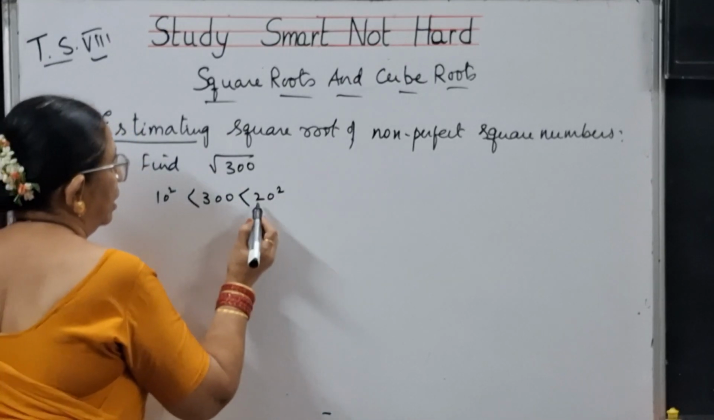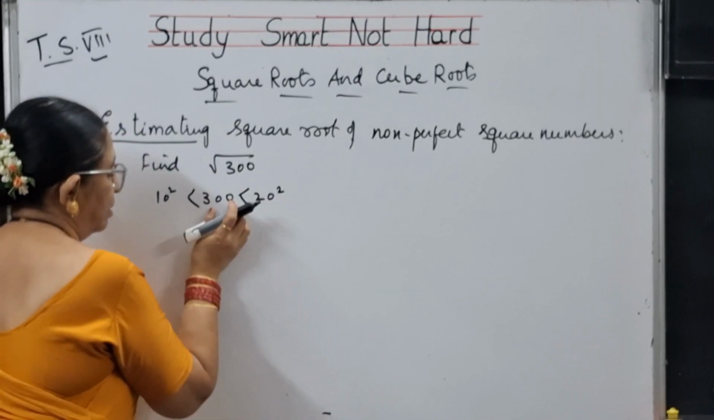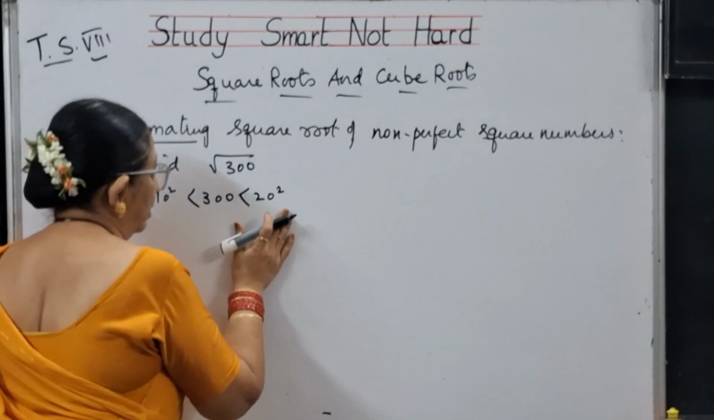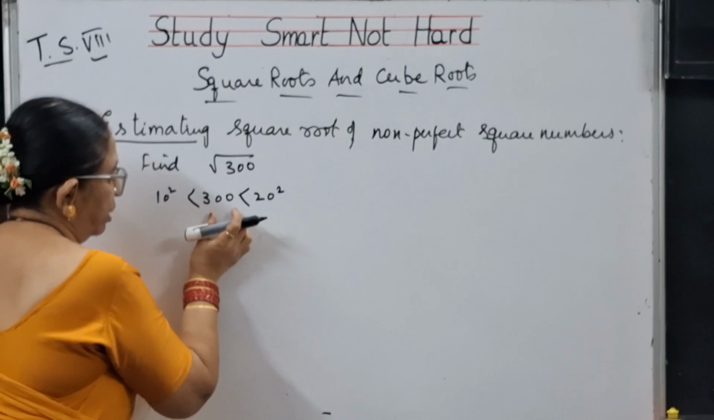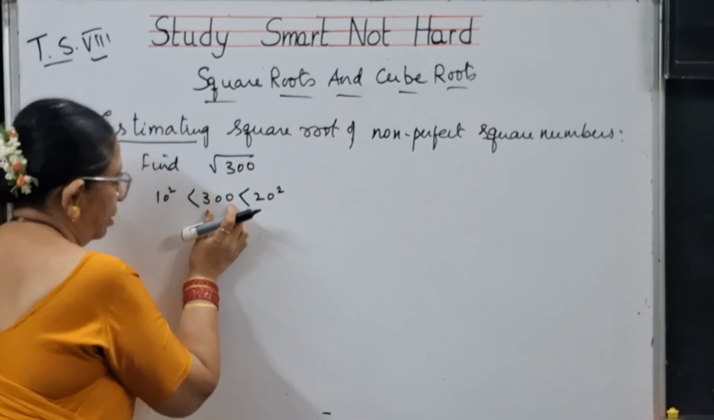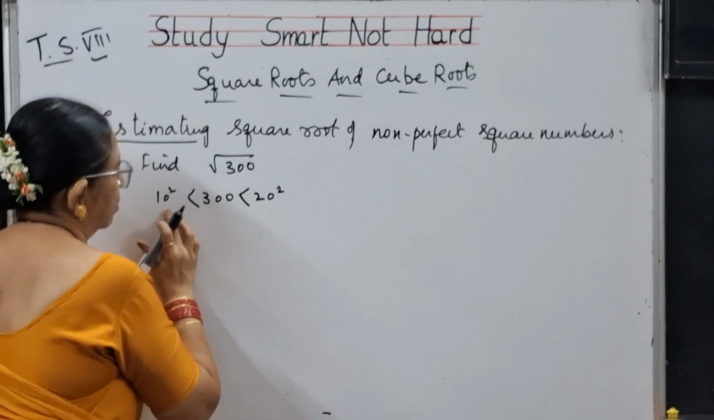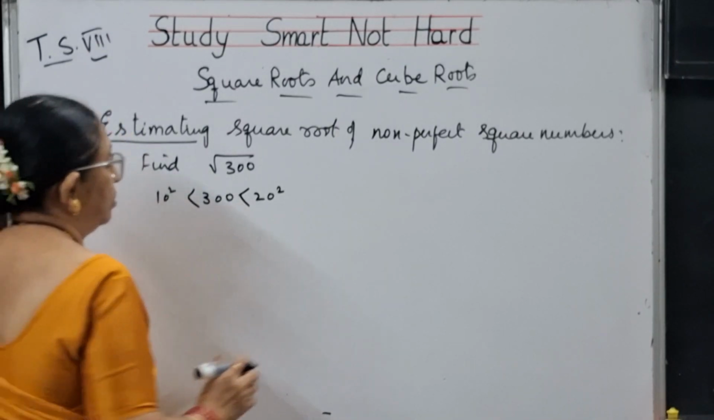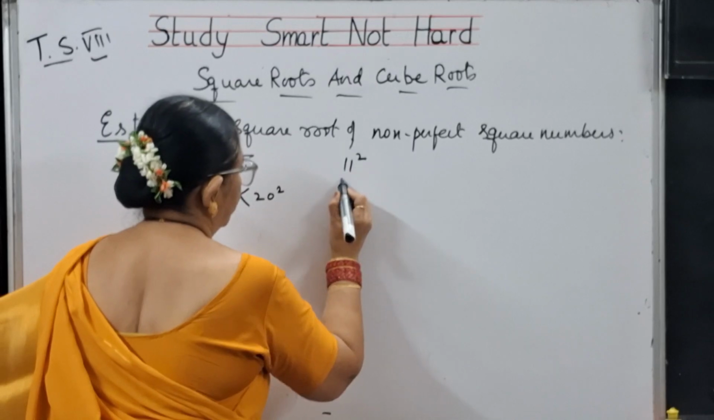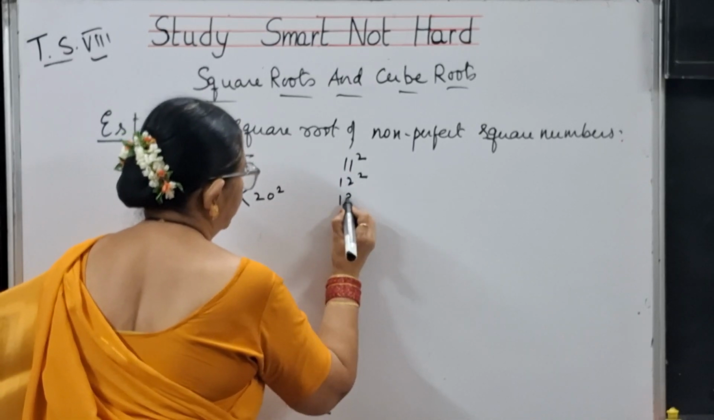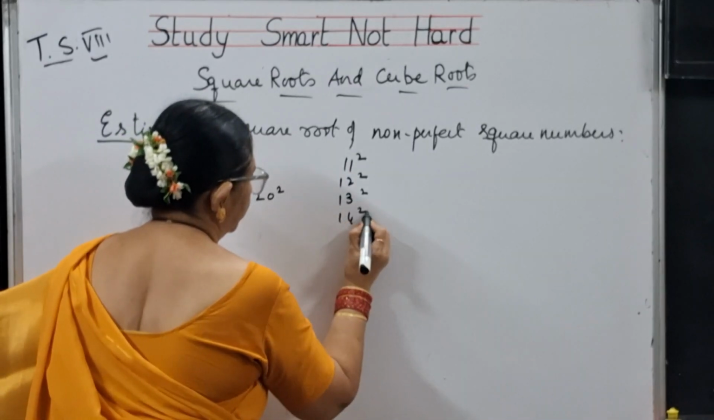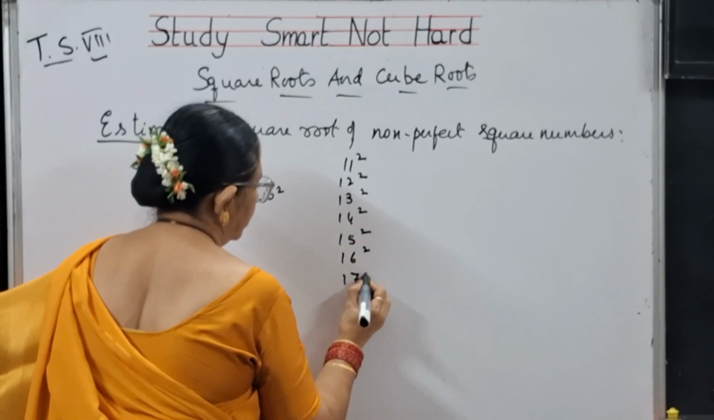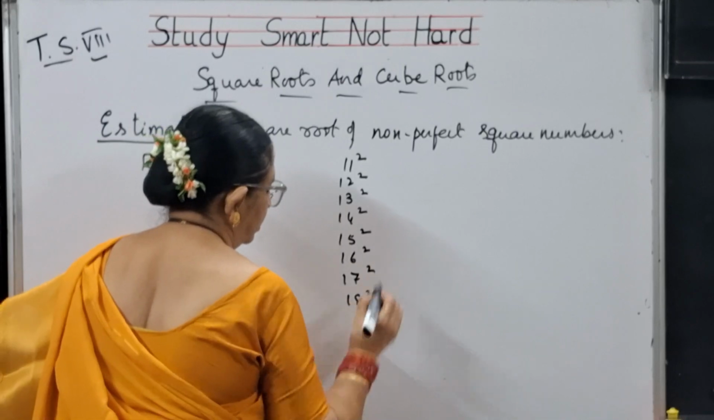Why is it 100? 100 is lesser than 300, and 400 is more than 300. So we have understood that the perfect square of this number will lie between the squares of these two. So you should know pretty well the squares of 11, 12, 13, 14, 15, 16, 17, 18.